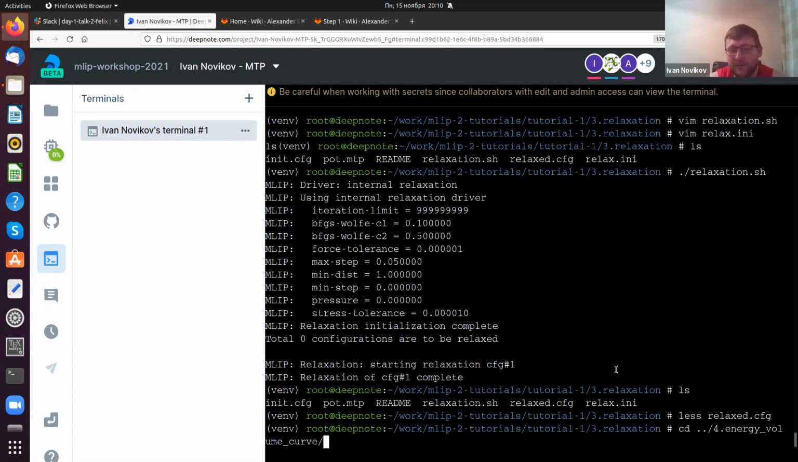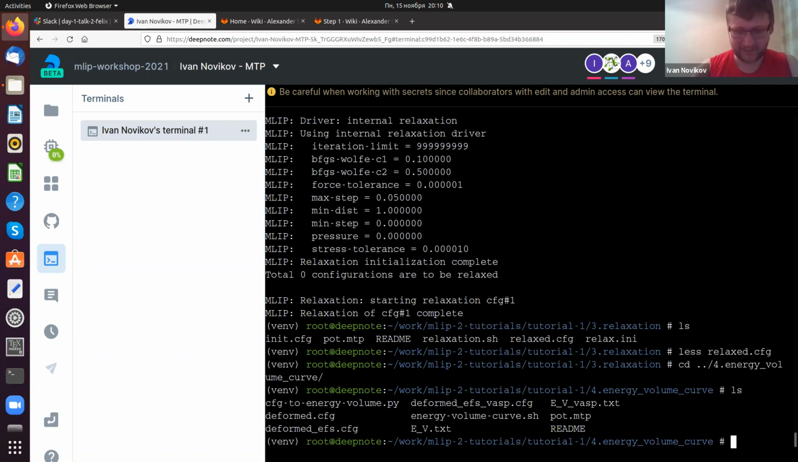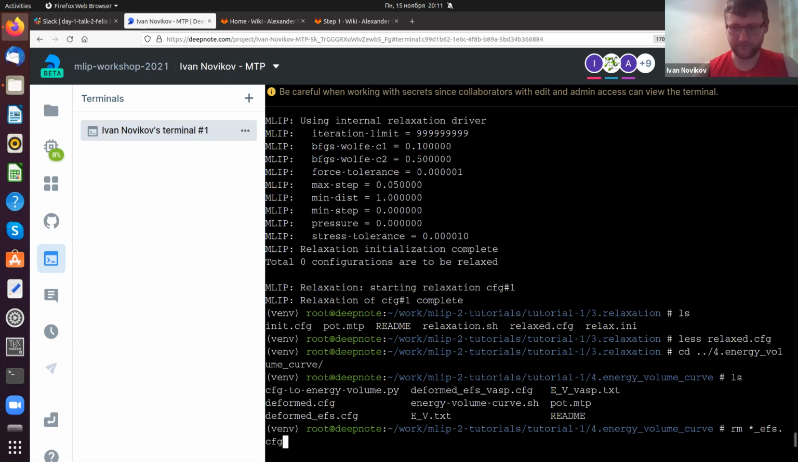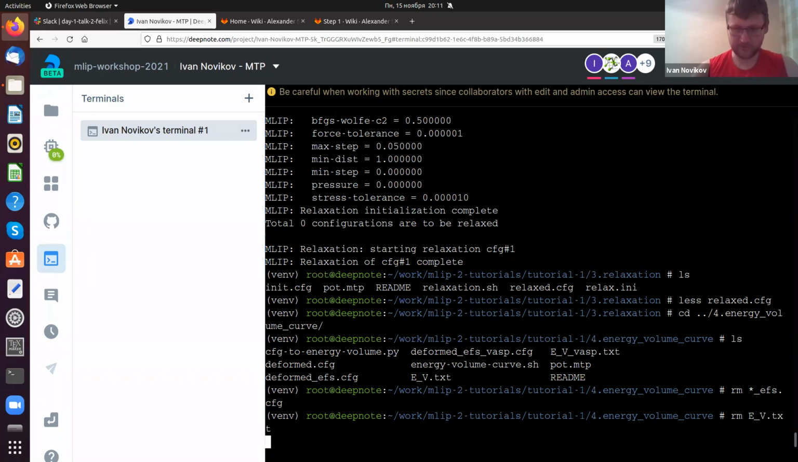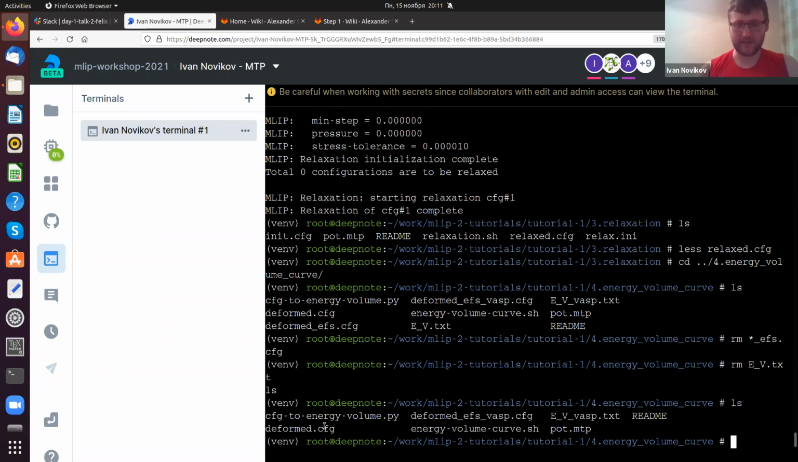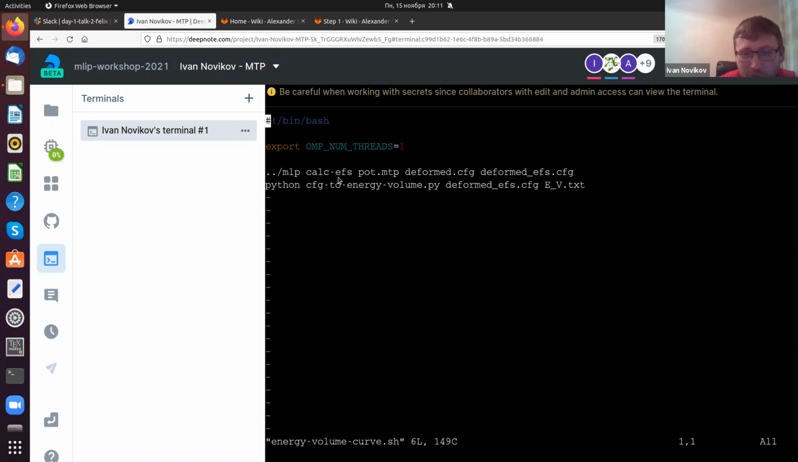Next, we go to the fourth step, energy volume curve. Let's remove the efs.cfg file from here. Let's remove the energy volume file also, to run everything from the very beginning. Here I created 21 deformed configurations with extended lattice and with compressed lattice. And here I already prepared the script energy_volume_curve.sh. We use the calc-efs command, which reads pot.mtp from the MTP file, reads deformed configurations from the deformed.cfg file, and as a result we obtain the deformed_EFS.cfg file. Let's see in practice.